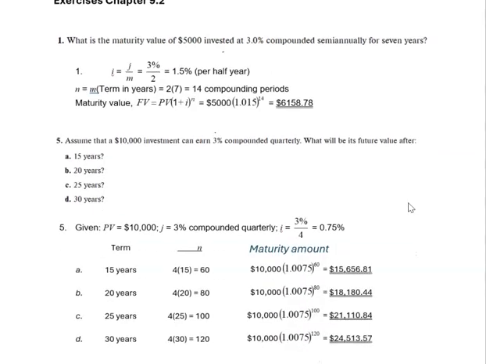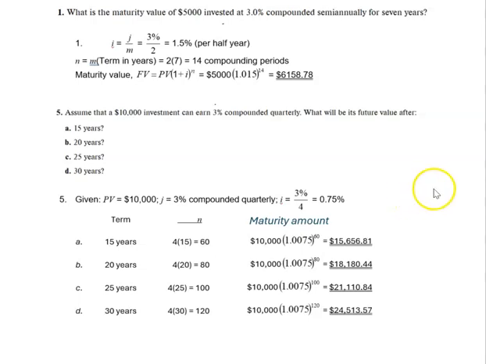Okay, so number 5. Assume that a $10,000 investment can earn 3% compounded quarterly. What will be the future value after 15 years, 20 years, 25 years, and 30 years? So again, what do we have? We have the present value is 10,000. We know that our j, our nominal or annual interest rate, is 3%. It's going to be compounded quarterly, so therefore we can figure out what our periodic interest rate is.